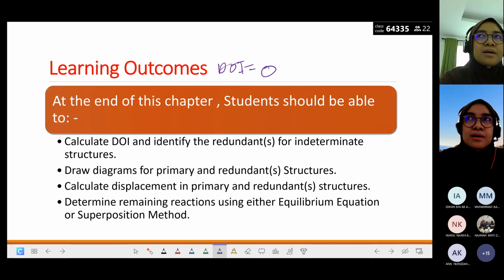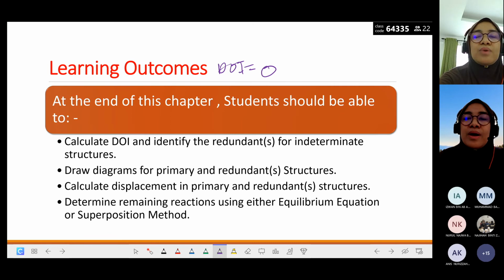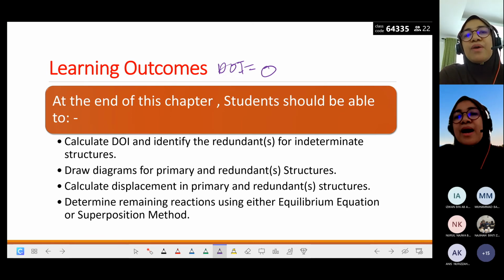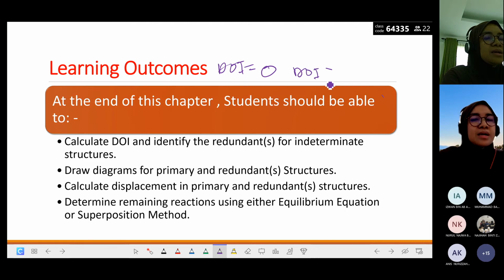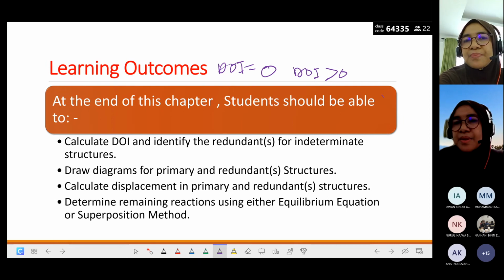Of course, you use the formula, right? The formula to calculate degree of indeterminacy for beam, frame, as well as truss. So in this course, you need to use back this knowledge in order to identify whether the structure is determinate or indeterminate. Whenever the degree of indeterminacy is more than 0, it is called an indeterminate structure.